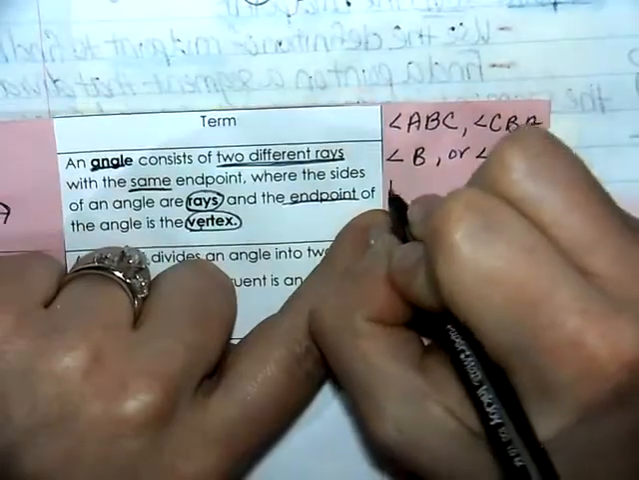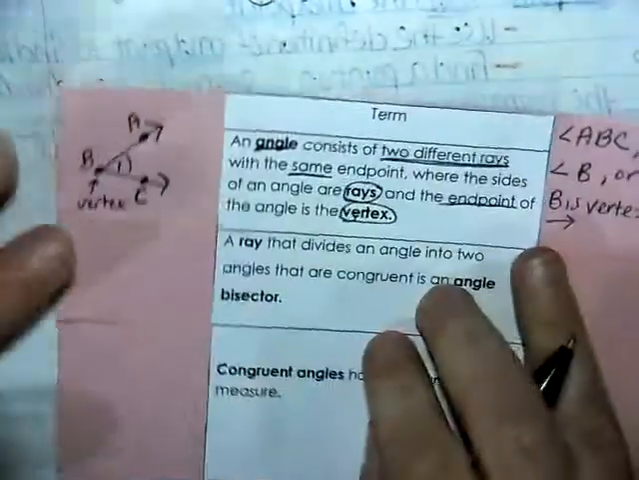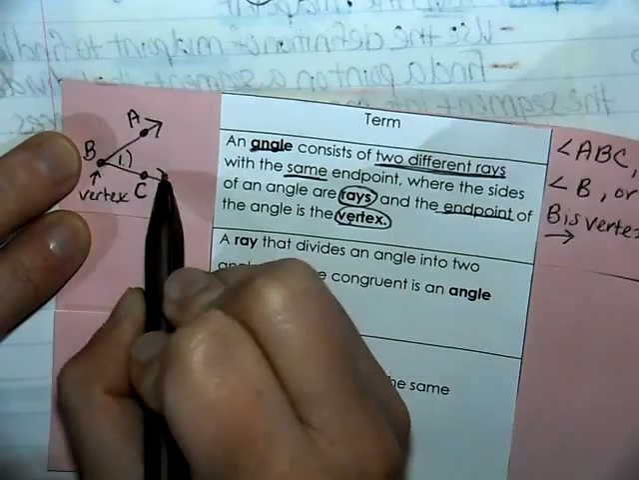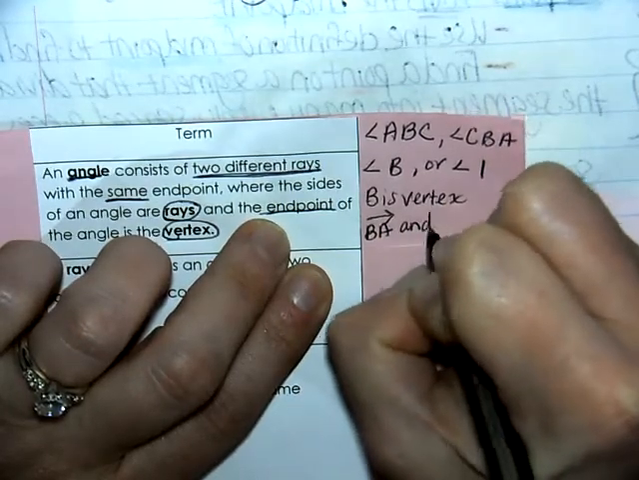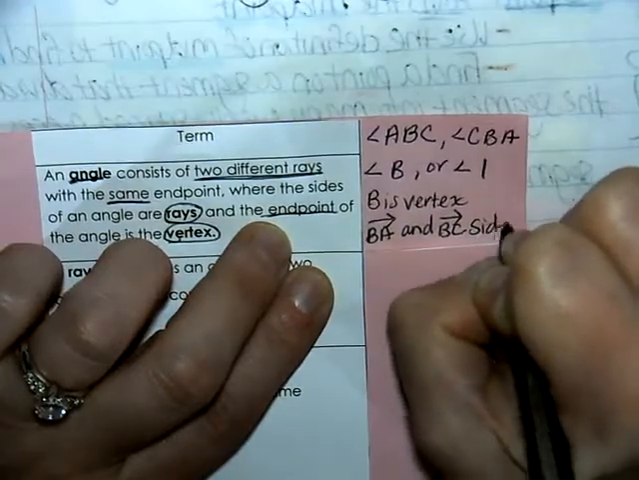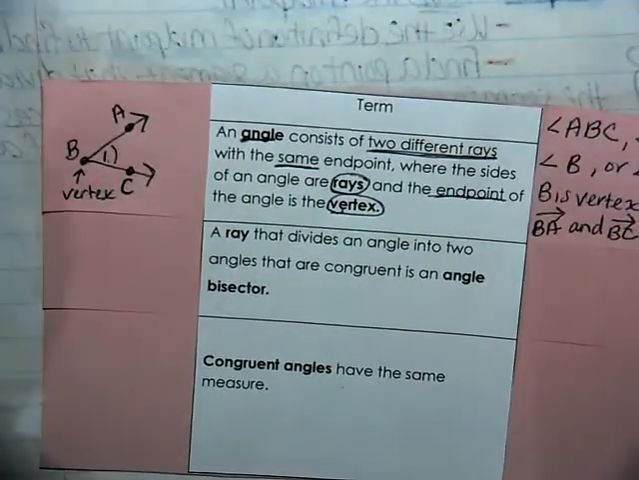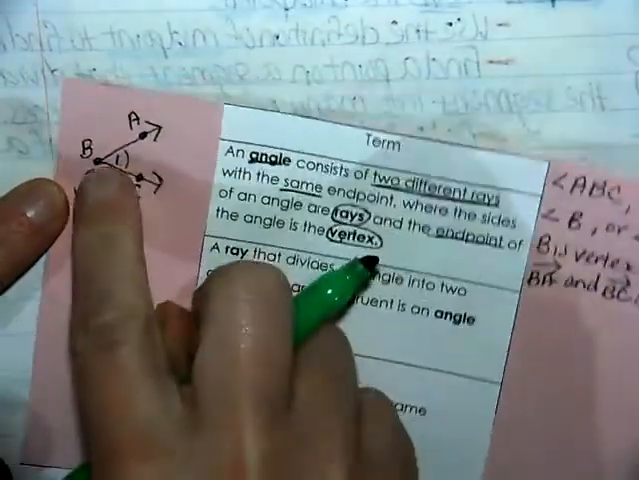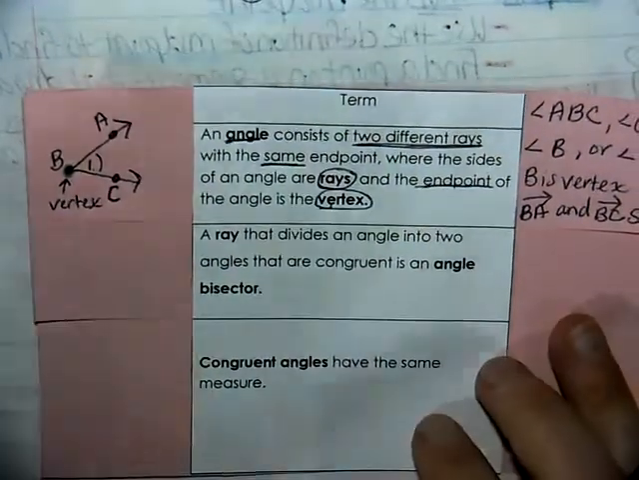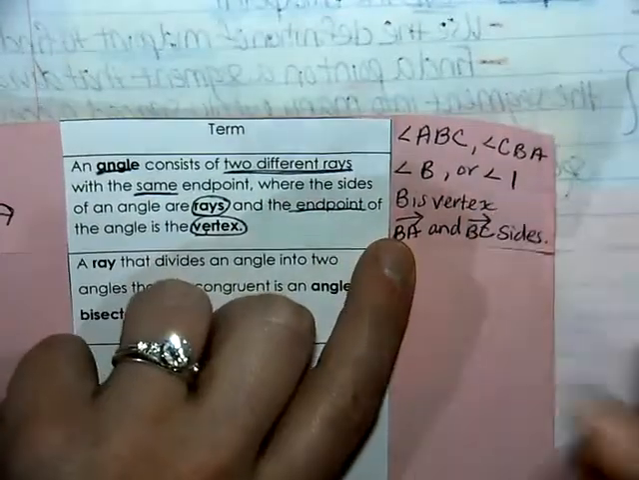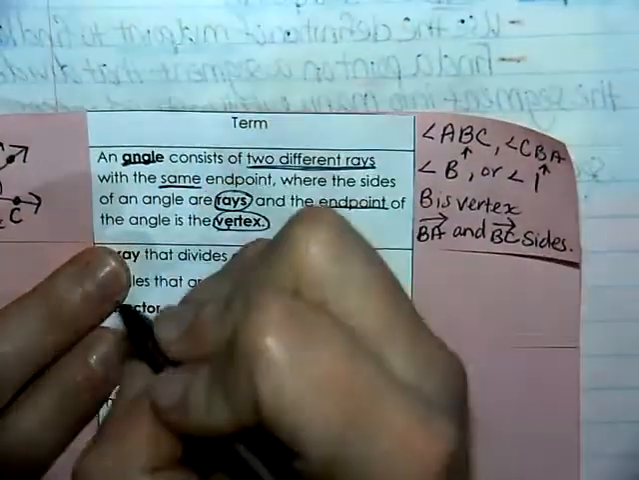In this angle, we have B is the vertex. And we have ray BA and ray BC. They are the rays that make up the angle. So ray BA and ray BC are the sides of the angle. It is 2 separate rays coming together to form an angle, with their common endpoint considered the vertex. Please note that whenever you name an angle, the vertex has to be in the middle. So I'm going to write that down. The middle letter must be the vertex.